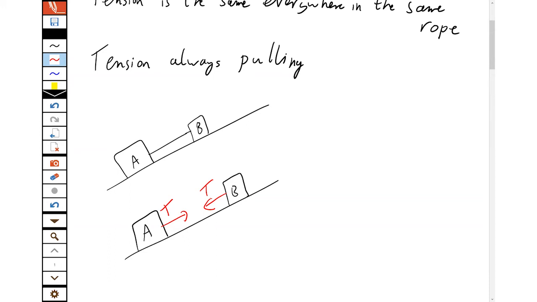And it'll always be like this. It doesn't matter what blocks A and B are doing. If they're just sitting there, if they were being pulled up the slope, if they were sliding down the slope, it doesn't matter what direction things are moving in. The tension is the same everywhere in the rope, and it's always pulling on the object. And that's very useful for solving problems with these. You just look at the simplest block first, find the tension, then you can plug it into all the others.